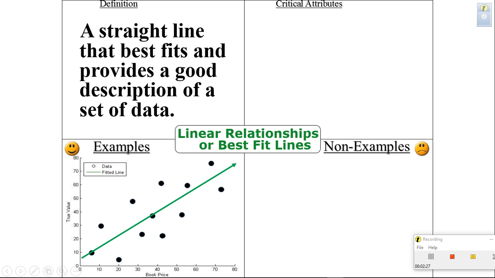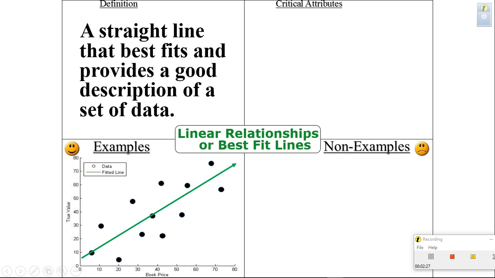Ethan, what do you notice? The line doesn't start at the origin. That's a good observation. What else do you notice, Caleb? There's the same number of points above the line and below the line. So it's pretty well balanced. Does that make sense? Yeah. That's why it's called a best fit. It fits the entire data going that direction.